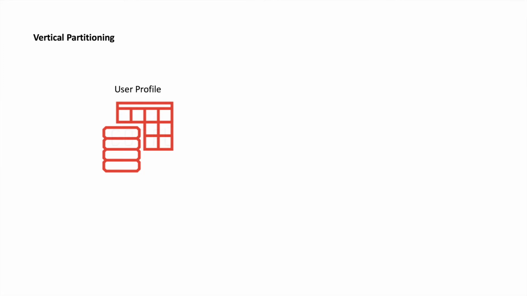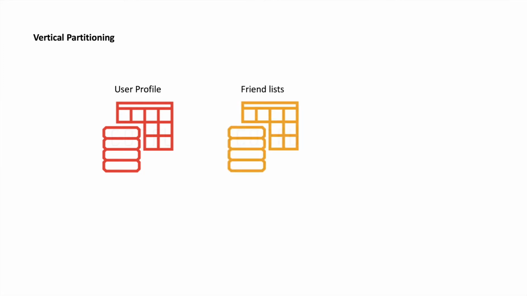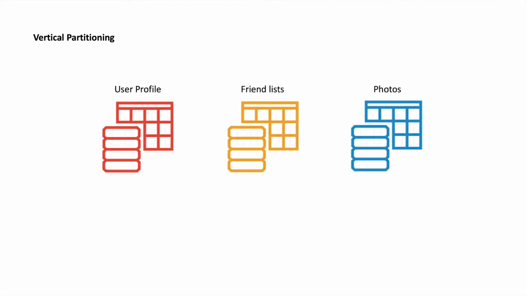Now, in vertical partitioning, we divide our data to store data related to a specific feature in their own table. For example, if we are building an Instagram-like application, where we need to store data related to users, photos they upload, and people they follow, we can decide to place user information in one table, friend list in another, and photos in a third table. Vertical partitioning is straightforward to implement and has low impact on the application.